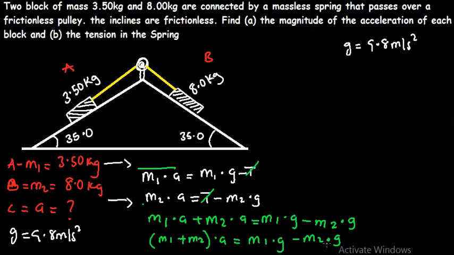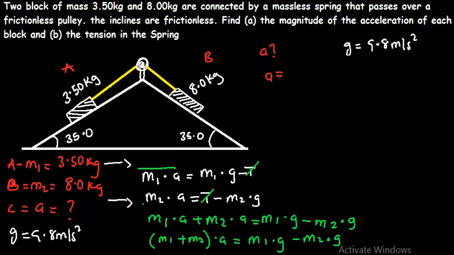So if you noticed here, we have M1 as 3.50, M2 as 8, and the acceleration is unknown. The acceleration due to gravity is 9.8. So what we need to find is the acceleration, which is A here. So we're going to put acceleration A. The acceleration is unknown.